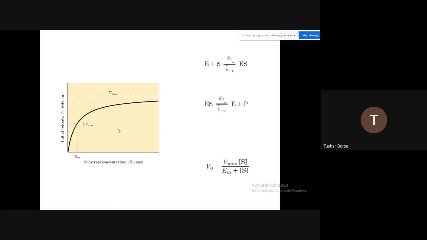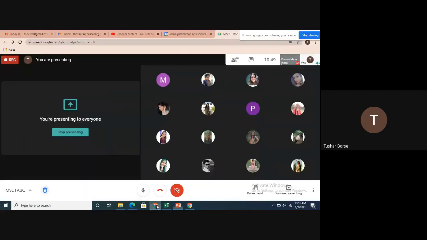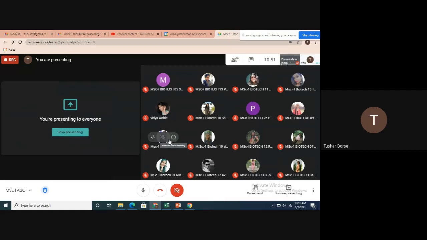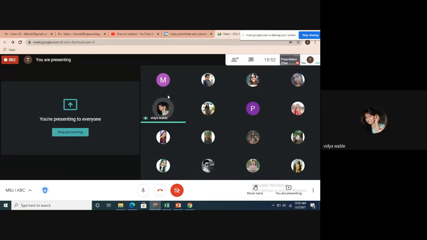Yes, who can tell me? Vidya? Yes, sir. What do you mean by the lag phase? In the lag phase, the enzyme at which the substrate is bound. No, I am talking about the bacterial growth curve. What do you mean by the lag phase? In the lag phase, bacteria prepare to increase their number.